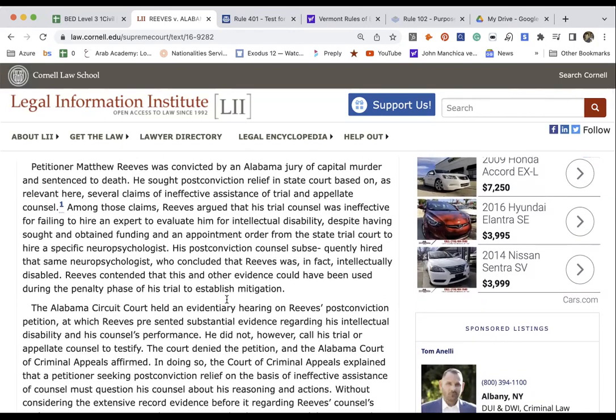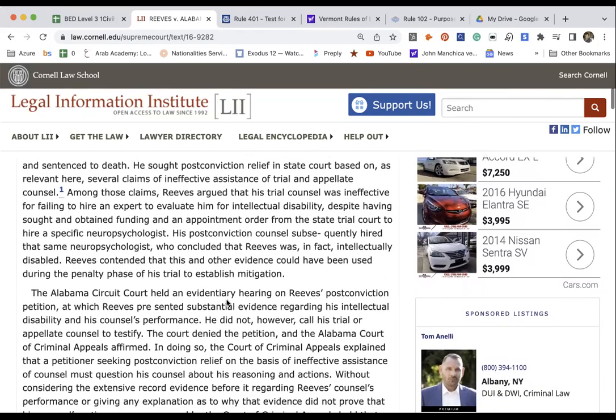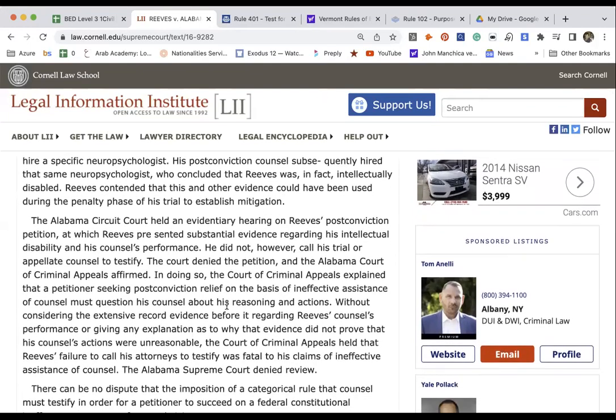to hire specific neuropsychologists. His post-conviction counsel subsequently hired that same neuropsychologist, who concluded that Reeves was, in fact, intellectually disabled. Reeves contended that this and other evidence could have been used during the penalty phase of his trial to establish mitigation. The Alabama Circuit Court held an evidentiary hearing on Reeves' post-conviction petition, at which Reeves presented substantial evidence regarding his intellectual disability and his counsel's performance. He did not, however, call his trial or appellate counsel to testify. The court denied the petition, and the Alabama Court of Criminal Appeals affirmed.